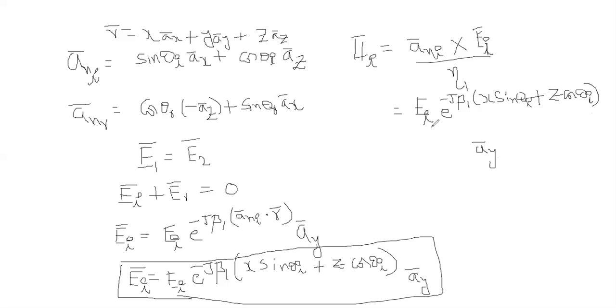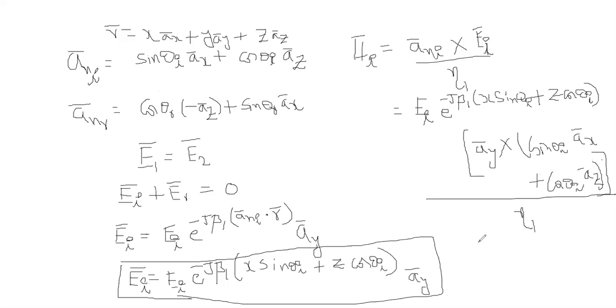And this totally is the magnitude cross. Okay, I substitute the AI bar. That is, EI bar is the total function EI into e power minus j beta 1 x sine theta I plus z cos theta I, into AY bar, AY bar cross ANI bar. What is the ANI bar here? Sine theta I into AX bar plus cos theta I into AZ bar. Okay, and the whole divided by eta 1 actually.